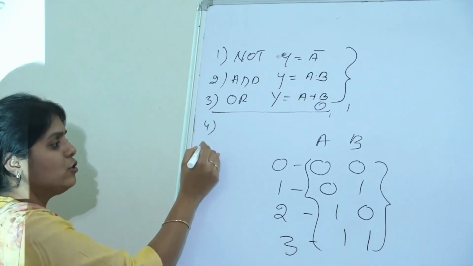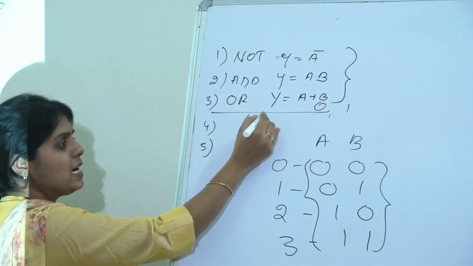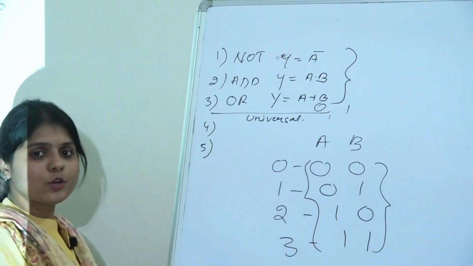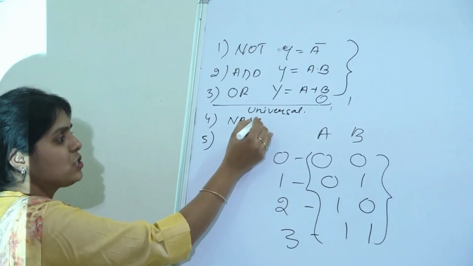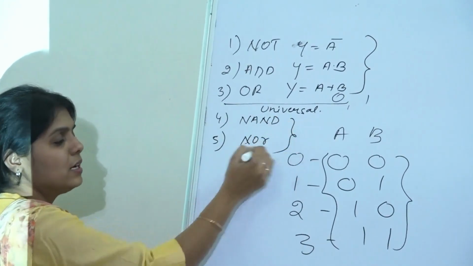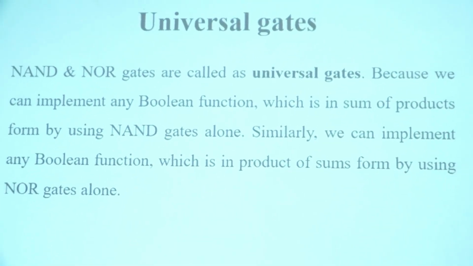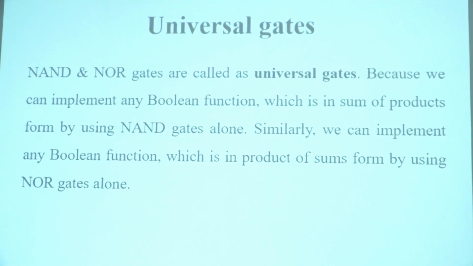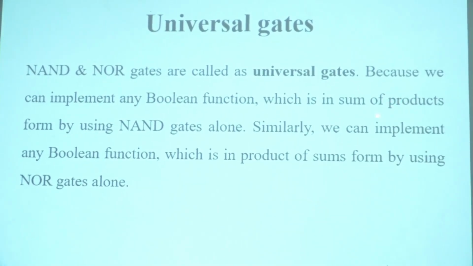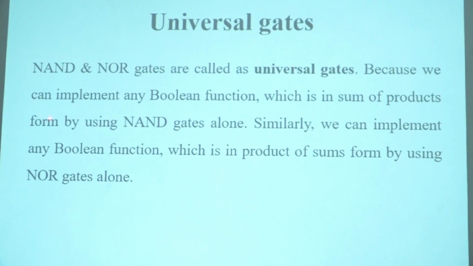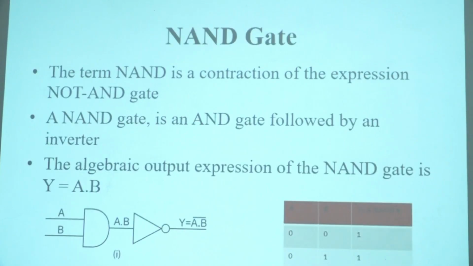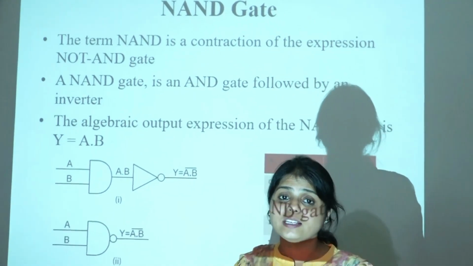Now we will look into the second category of gates, which are called universal gates. We have these 2 gates, NAND and NOR, which are called universal gates. I will tell you why we call them universal gates once we complete the basics. NAND and NOR gates are called universal gates because we can implement any Boolean function using only NAND or only NOR. First let's discuss what NAND and NOR are, and after that I will explain why they are called universal gates.